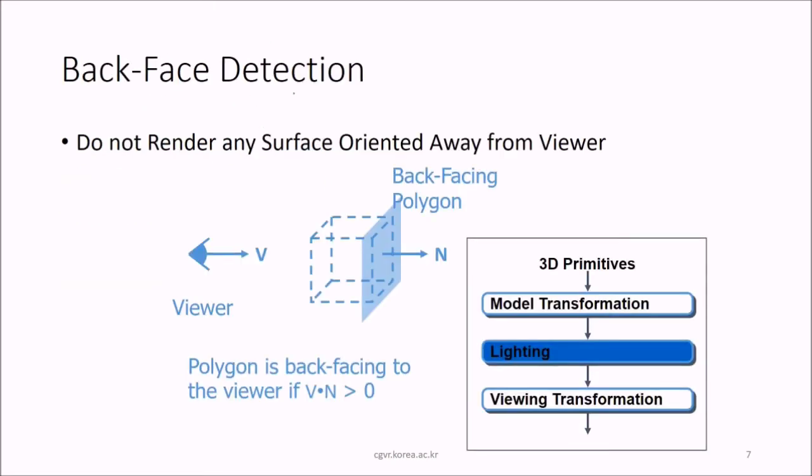So back face detection: in this we do not render any surface oriented away from the viewer. For example, if this is the viewer and this is the back face polygon, the polygon is back facing to the viewer if v dot n is greater than 0. So we do not render at all any surface which is away from the viewer.